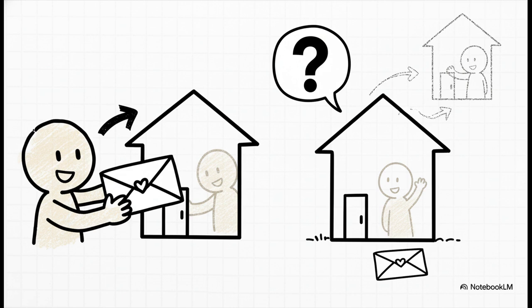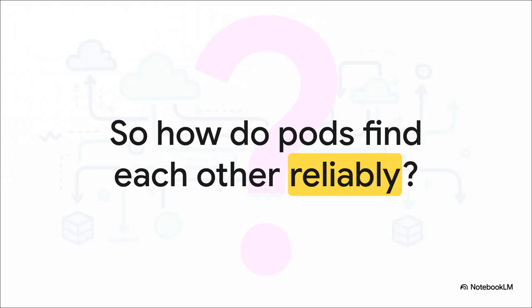It'd be like trying to send a package to a friend who moves to a new apartment every single day. Which brings us to the most important question. If those pod IPs are always changing, how in the world does my front-end pod ever find my back-end pod? How can they possibly have a reliable conversation when their addresses are completely untrustworthy?